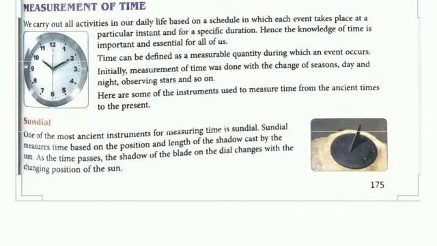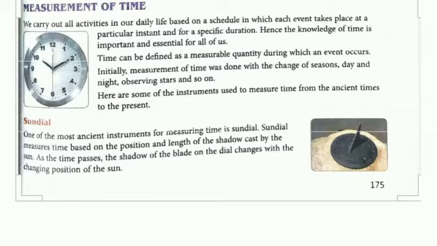One of the most ancient instruments for measuring time is sundial. Sundial measures time based on the position and length of the shadow cast by the sun. As the time passes, the shadow of the blade on the dial changes with the changing position of the sun.